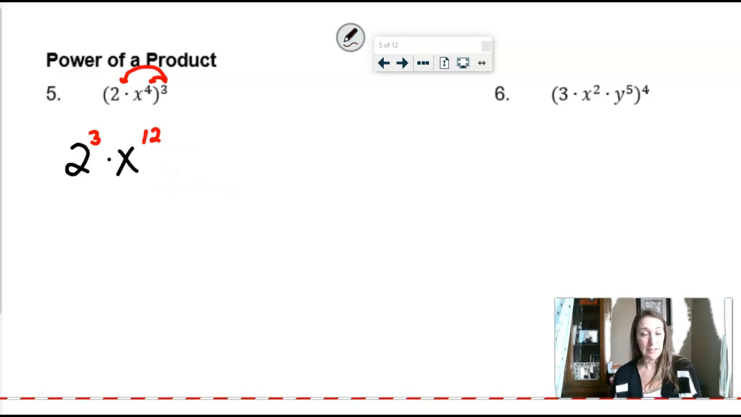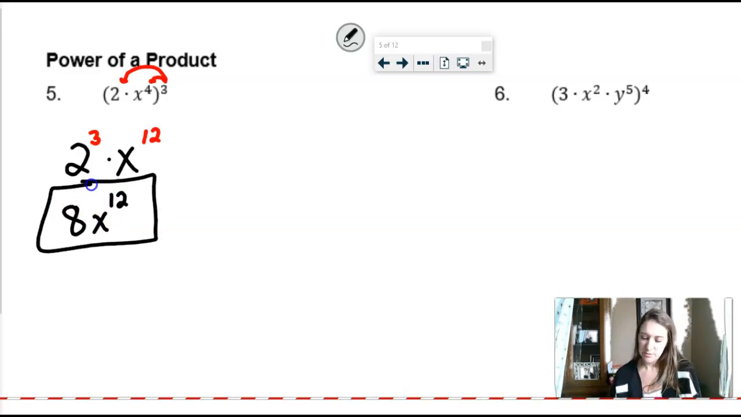And technically, I actually like this answer. This is beautiful. The only thing you might want to simplify is what 2 to the 3rd power is. Well, that's either a calculator or from memory or just think about it real hard. 2 times 2 times 2, that's an 8. So the best answer to this question is 8x to the 12th power.